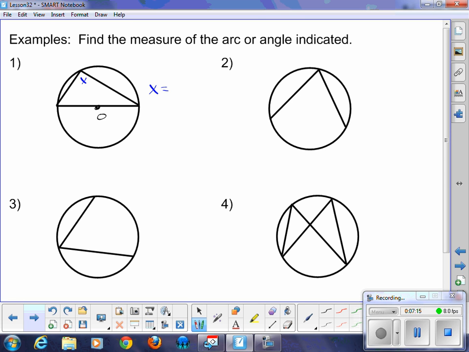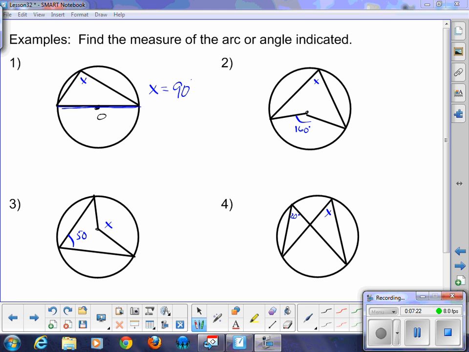The base of the triangle goes through the center of the circle. It's the diameter. So therefore, x is 90 degrees. And you can see I went ahead and paused the video so I can put in some of the other information for you, save a bit of time.